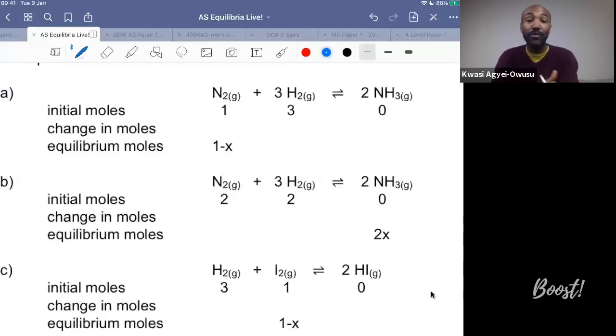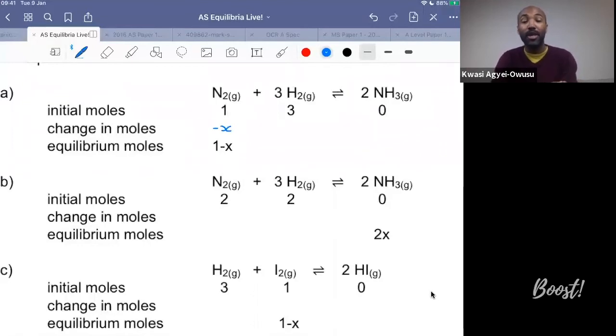This time around we've got different starting quantities of nitrogen and hydrogen. So we've got 1 mole of nitrogen to start with and 3 moles of hydrogen to start with, and no moles of ammonia at all. At equilibrium, we've got 1 minus x moles of nitrogen left. That is telling us that we've used up x moles of nitrogen. So minus x is your change in moles. That minus sign is telling you that we've used up or lost x moles of nitrogen.